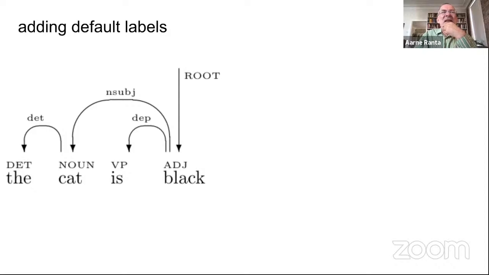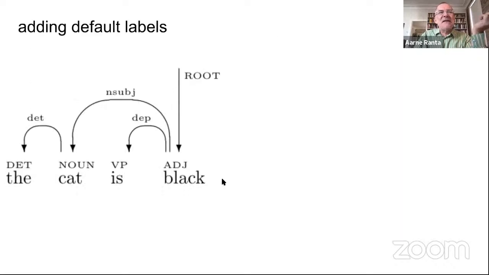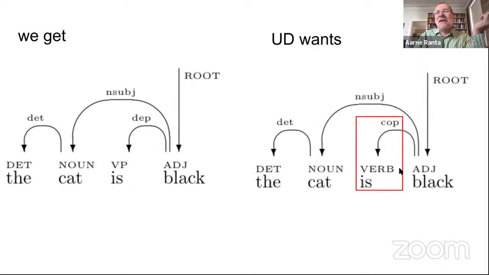There is a baseline way to fix this, which is that you add a default label, which is conventionally called dep, and then you see that this comes from the verb phrase where it was built. So that's the part of speech tag, but none of this is desirable. So what you actually want to have is that it is a copula, and actually in the current version of UD, this would be an AUX, auxiliary, and not a verb. But anyway, this is what you want in UD.